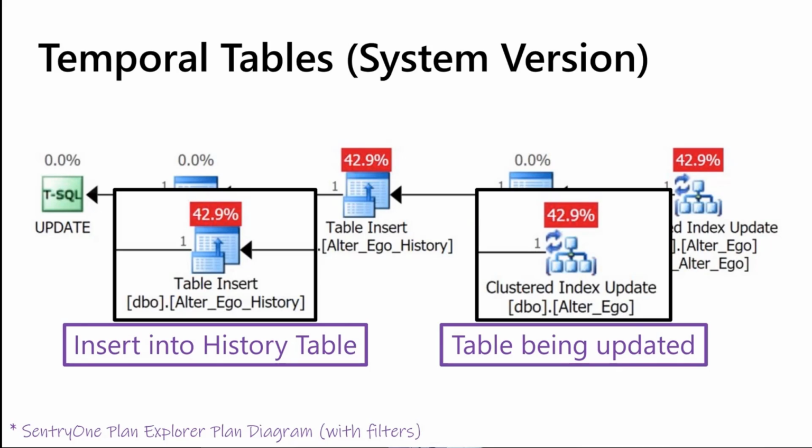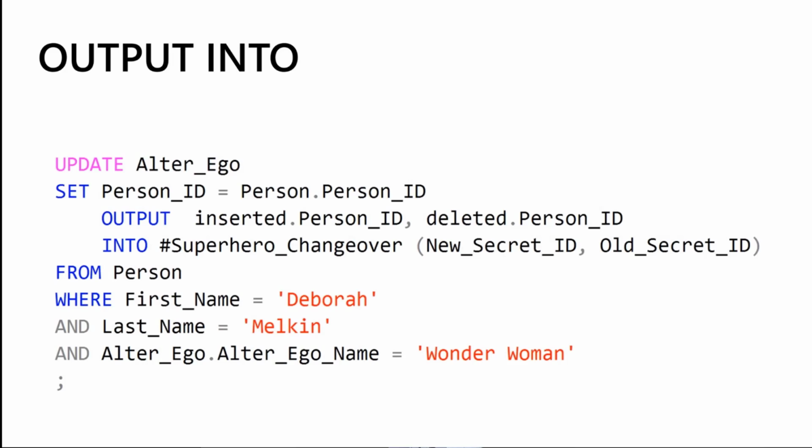We can also do this explicitly, where we write it into our code. The first way we do this is through our OUTPUT INTO clause. When we first learn how to write update statements, we say you can only update one table at a time. This is how we know that is so not the case.